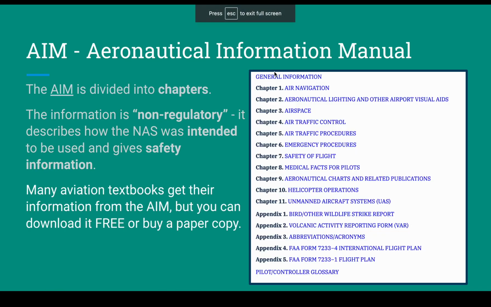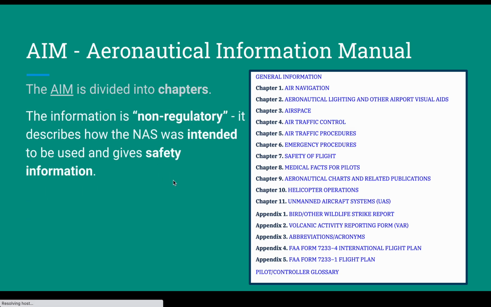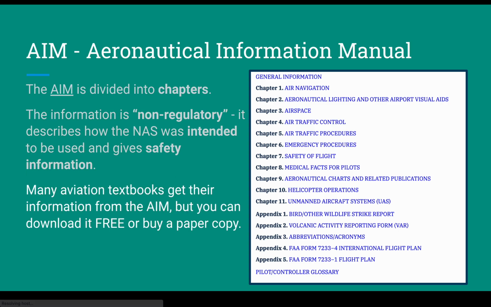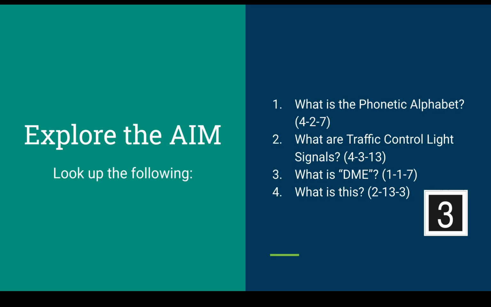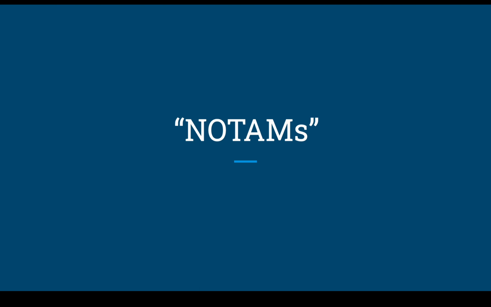Many aviation textbooks get their information from the AIM, but you can download it for free or buy a paper copy. The information in there is non-regulatory. It describes how the National Airspace System was intended to be used and gives safety information. I skipped that one, sorry. All right, so we'll do these in class.